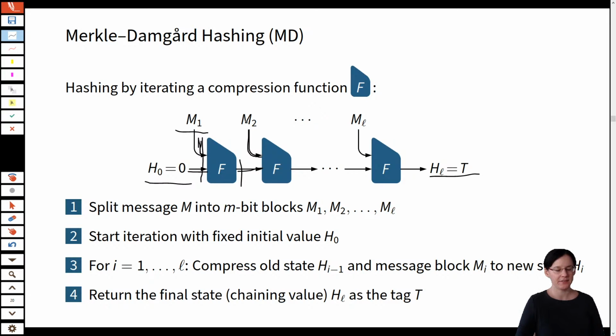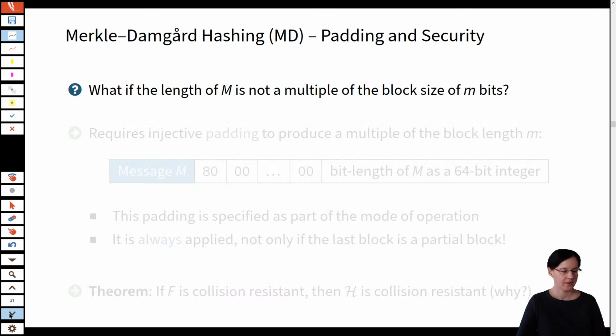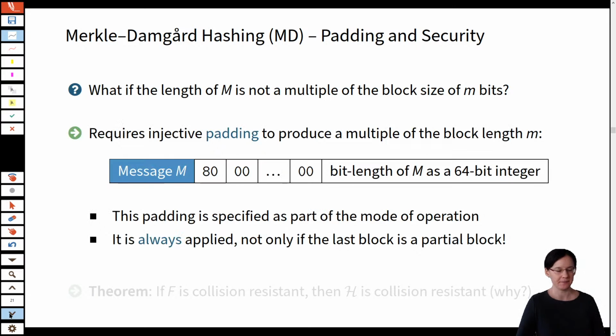To actually make it secure as well as applicable to messages which are not a multiple of the block length, I have to do a bit more work. And this extra bit of work is called Merkle-Damgård strengthening. So what is the idea of this? The idea is, of course, that I use some sort of padding. So I need to somehow pad my message up to a length that is a multiple of the block size. I can do this by filling it up with a number of zeros and starting with one bit of 1 in order to clarify where the end of the message is.